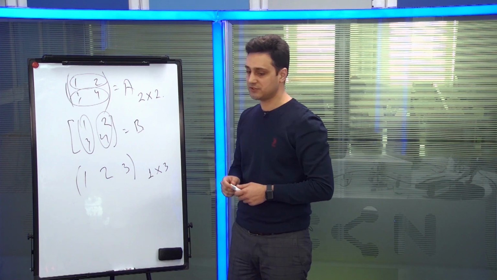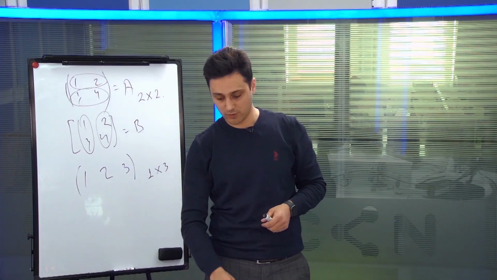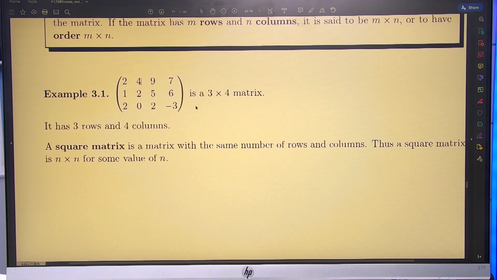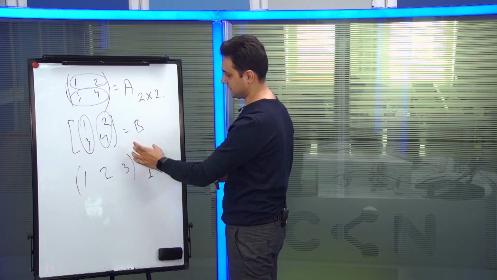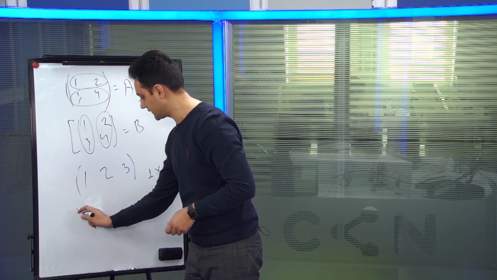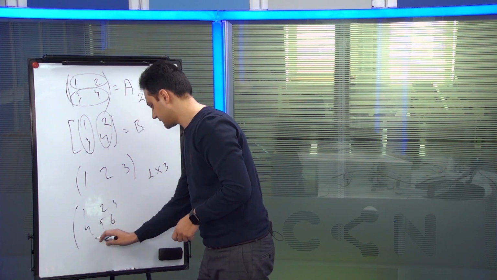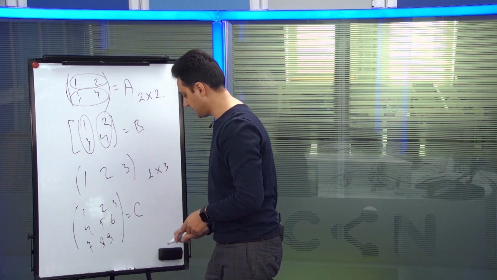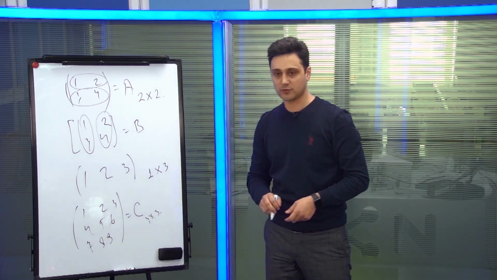After this, we have some special matrices. We define these to make our work a bit easier. One of them is a square matrix, which is a matrix with the same number of rows and columns. An example of a square matrix is a 2 by 2 matrix. For example, matrix A is a square matrix, matrix B is a square matrix. Or we can show this one: 1, 2, 3, 4, 5, 6, and 7, 8, 9. Let's say it's matrix C. The dimension of this matrix is 3 by 3. It's also called a square matrix.